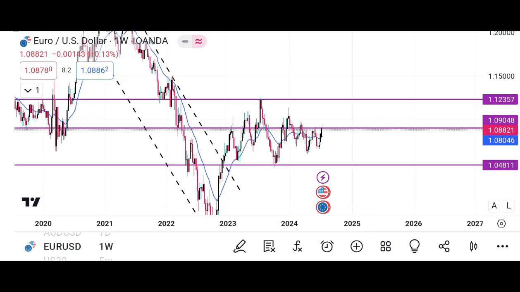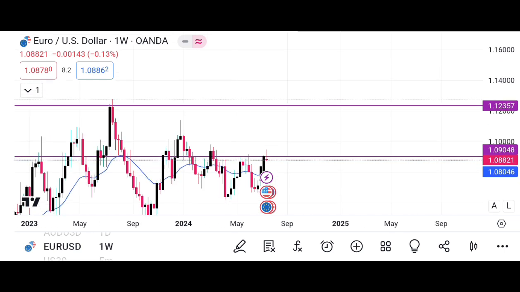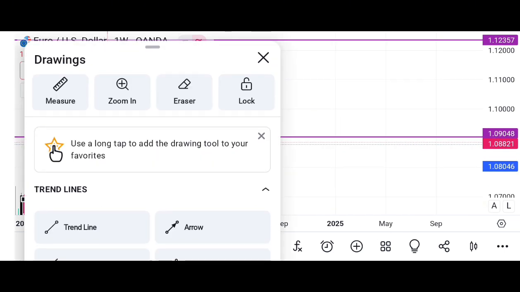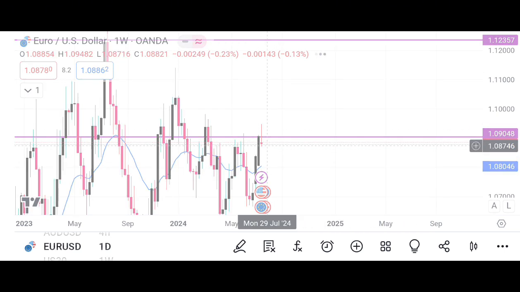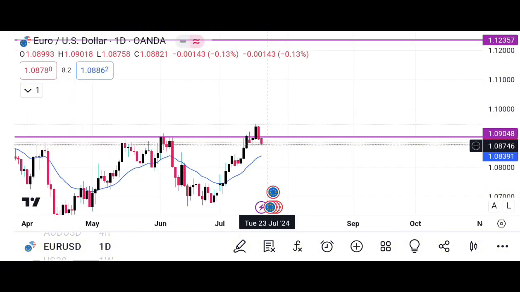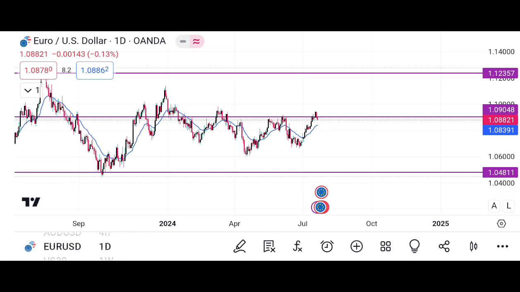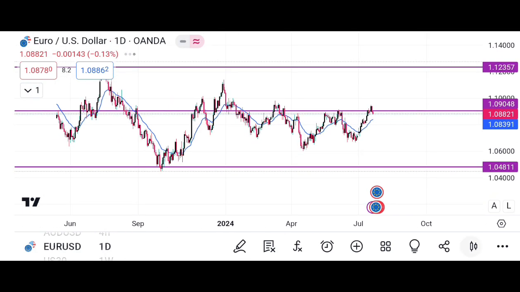And our weekly candle is bearish, guys. Mind you, this is the most important candlestick that we as traders have to look at. Then let me just go to my daily time frame. Yeah, I'm tired, but we have to work.